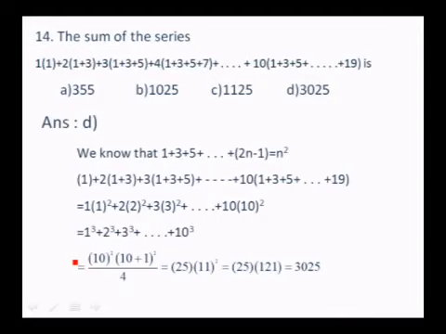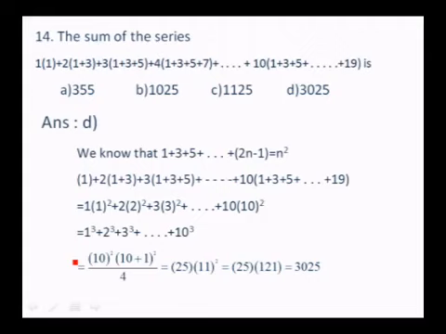See, the first term is 1, second is 2 into 1 plus 3, third is 3 into 1 plus 3 plus 5, etc. So I can write it as 1 into 1 square, 2 into 1 plus 3 is 2 square, 3 into 1 plus 3 plus 5 is 3 square, and the last one 10 into 1 plus 3 plus 5 etc. 19 is 10 square. As I told you, sum of first 10 odd numbers is 10 square. Now if you multiply, you get 1 cube plus 2 cube plus 3 cube plus 10 cube.